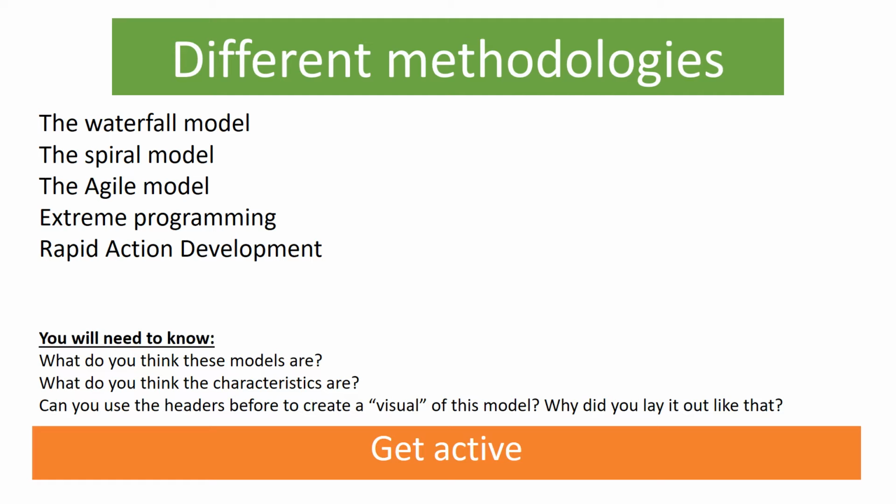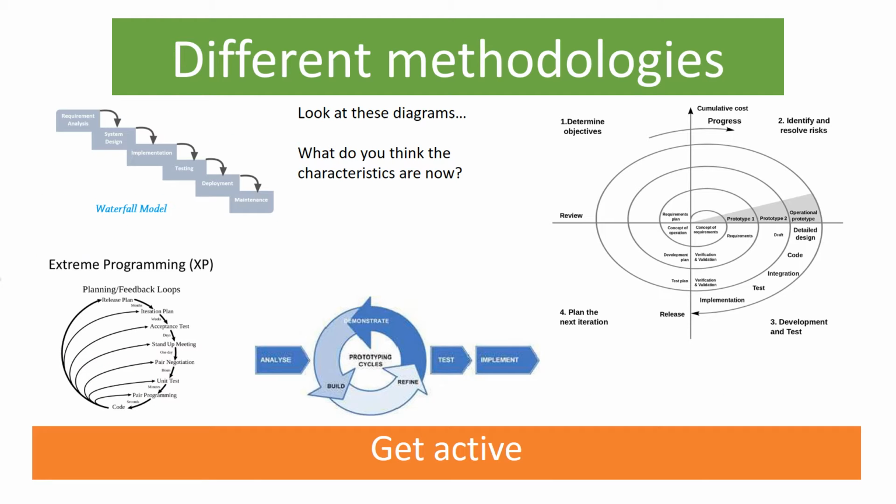Today we're going to be looking at the following models: the Waterfall Model, the Spiral Model, the Agile Model, Extreme Programming and Rapid Action Development. Have a think, what do you think these models are, what do you think the characteristics are, and then we're going to have a think about the layout of these models. So here are some diagrams of the different models. Have a think about how you think these actually might run.